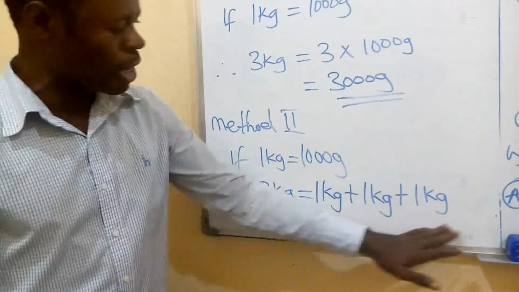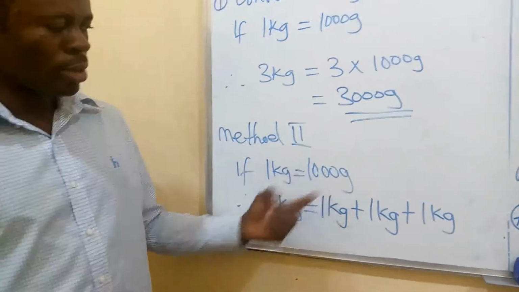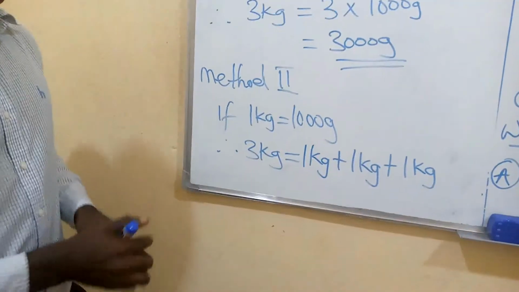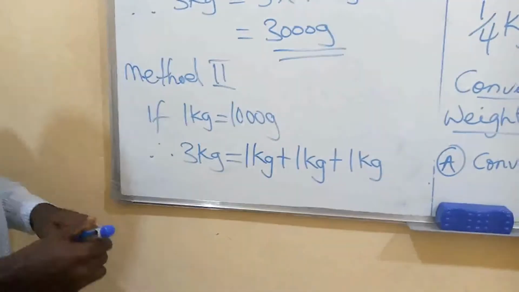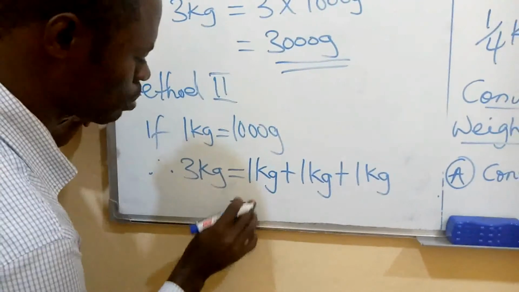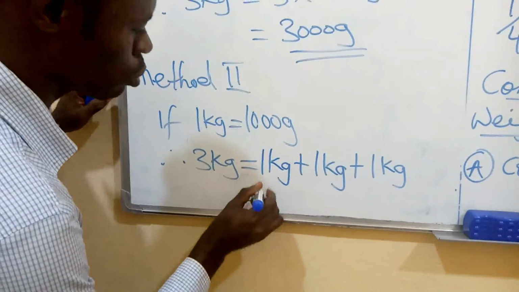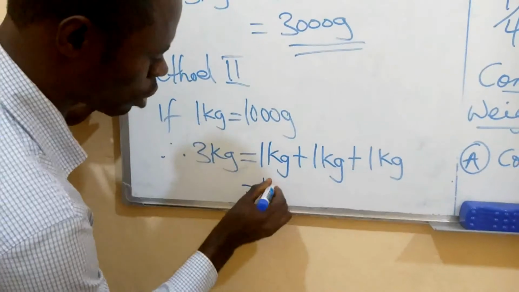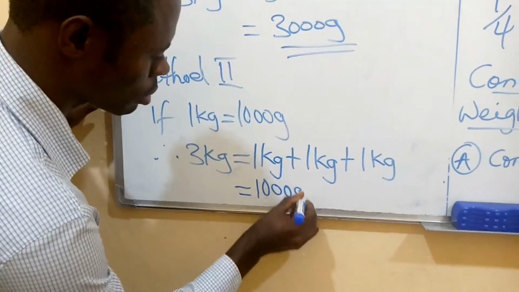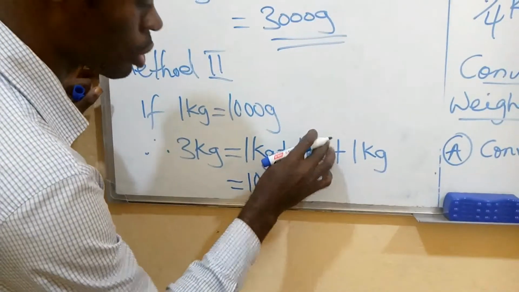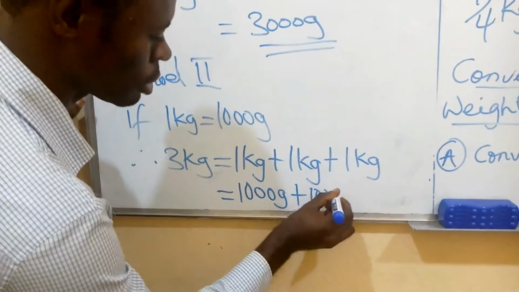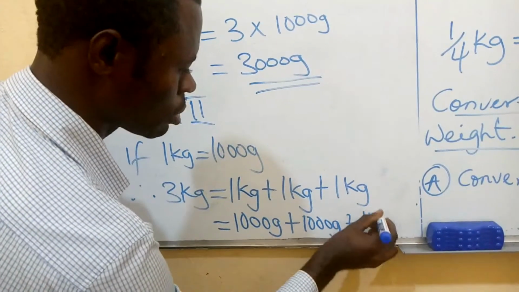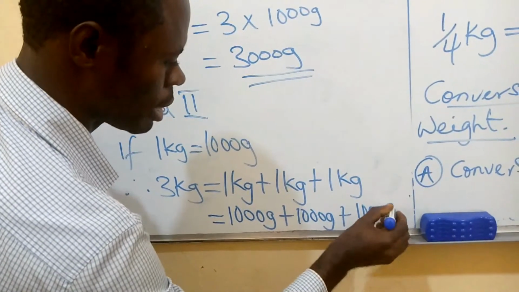Now, having known that 1 kilogram is equal to 1,000 grams, you can break each 1 kilogram into 1,000 grams. With this, it's going to be easier for you to convert. So now we are going to convert 1 kilogram to grams. 1 kilogram is equal to 1,000 grams. That is the first one. Then the second one, this other 1 kilogram is what? 1,000 grams. And then the third one, 1 kilogram is what? 1,000 grams.